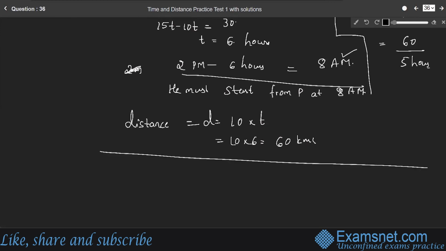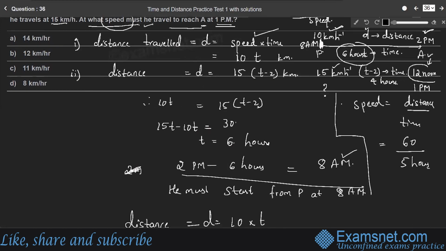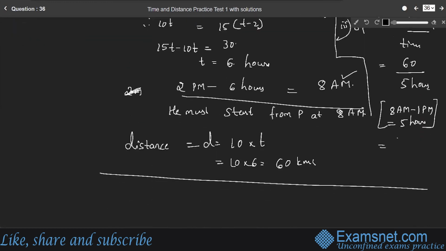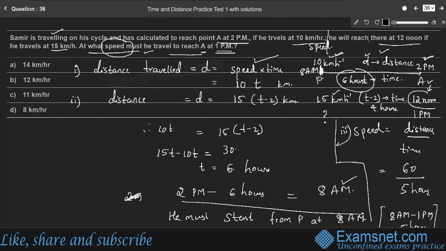In the third scenario, the time from 8 a.m. to 1 p.m. becomes 5 hours. Therefore, 60 by 5 becomes 12 kilometer per hour, which is his new speed, so that he can reach that particular point at 1 p.m. Hence, option B is the right answer.